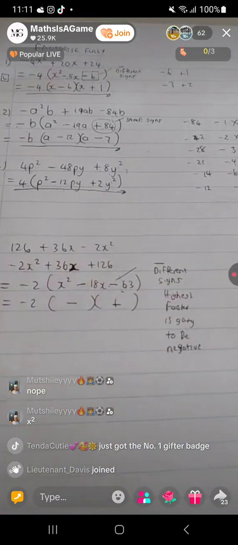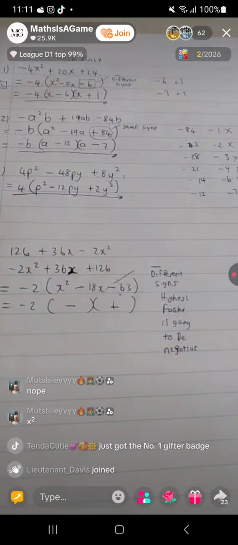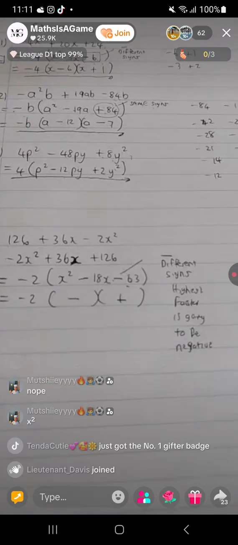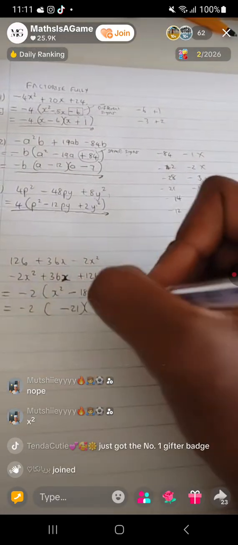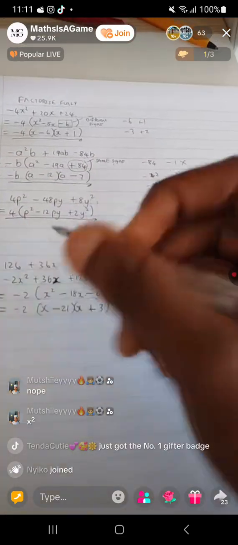So factors of 63. Alright. Obviously we can list the factors, but let's get straight to business, guys. The 2 factors are going to be negative 21 and 3. Alright. And then you have x and x.